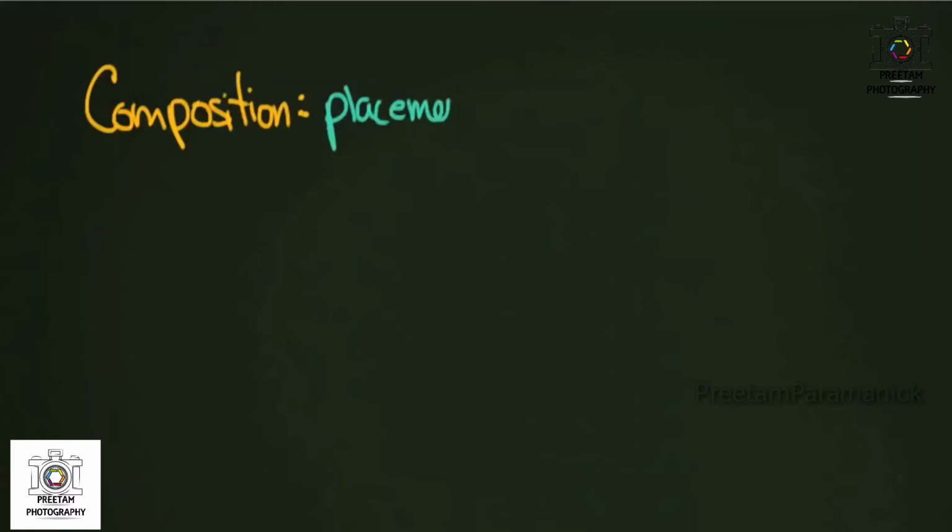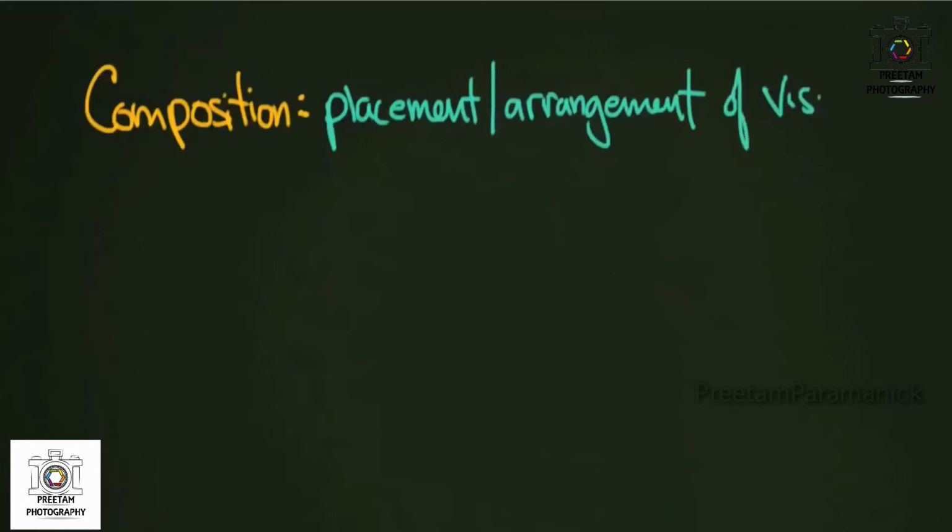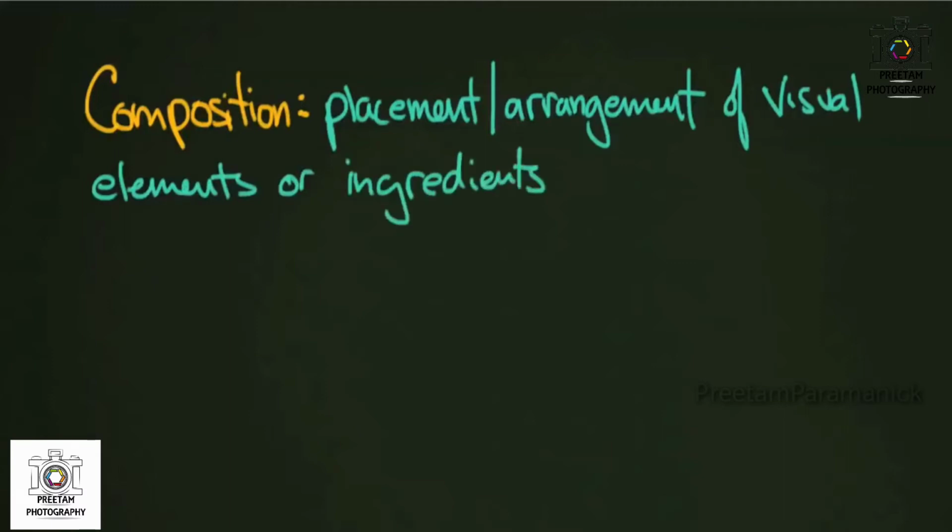And the definition as it would be found in most dictionaries would be something along the lines of the placement and arrangement of the visual elements or the ingredients in a work of art or a photograph. But I put down here "putting together" as well would be another way of defining composition. It's basically how you arrange the photograph.